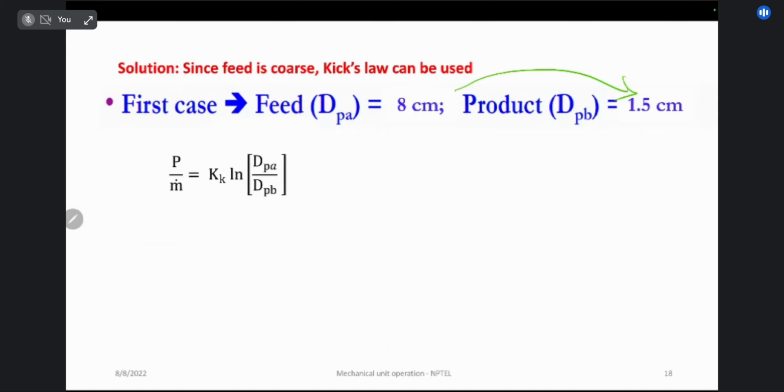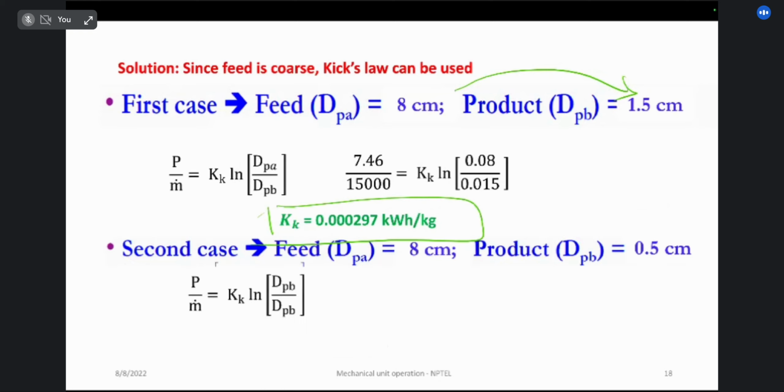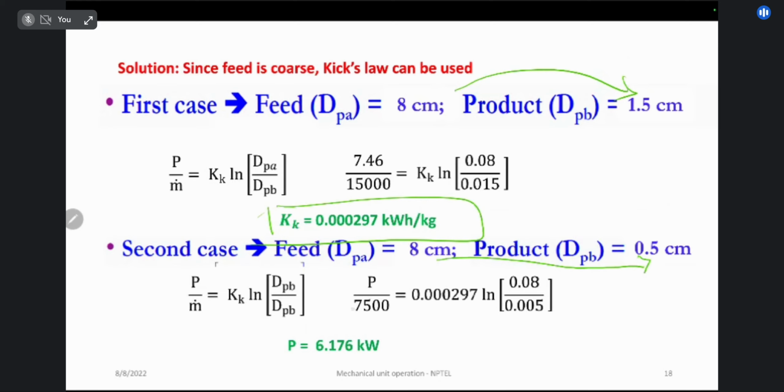We will use Kick's law, P by m dot equal to Kk ln dPA by dPB. We will get the value of Kk from here, in kilowatt hour per kilogram, according to our unit, by substituting the values, 0.0002. Now we need to use the second case, 8 centimeter to 0.5 centimeter, and we substitute the value of Kk and the constant. Then we have the value of the mass flow rate, the capacity, which is also reduced almost half.